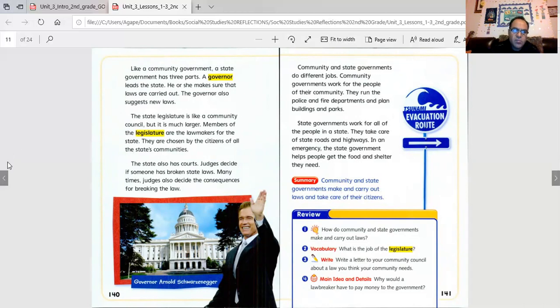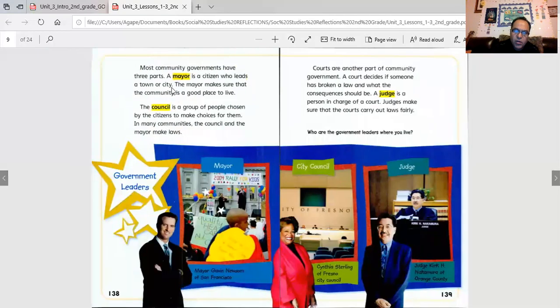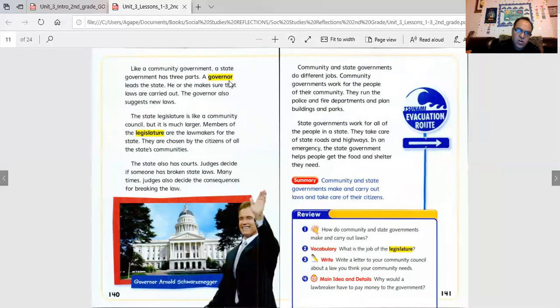Remember, in a community, you have a mayor, the council, and a judge. In a state, you have the governor, the legislature, which makes the laws, and the courts or judges also. How do community and state governments make and carry out laws? How do they? Who do they use? Think about it.